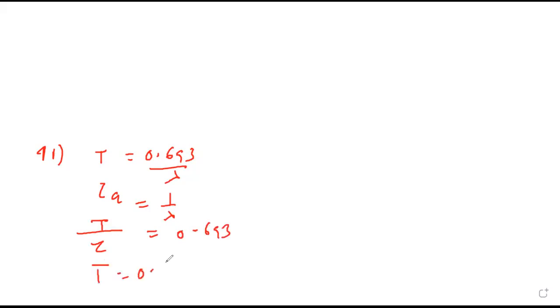So T is 0.693 of the average life. The first statement is wrong. Second, T is about 69%, B is correct. This is nothing but T is 69.3% of tau, so B is correct.